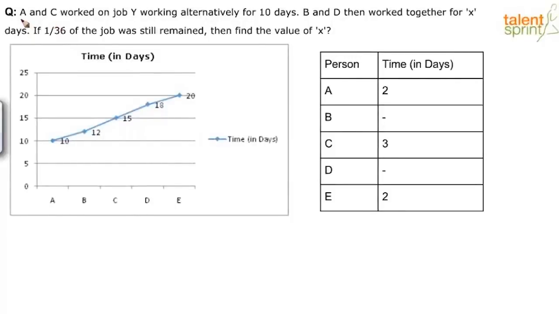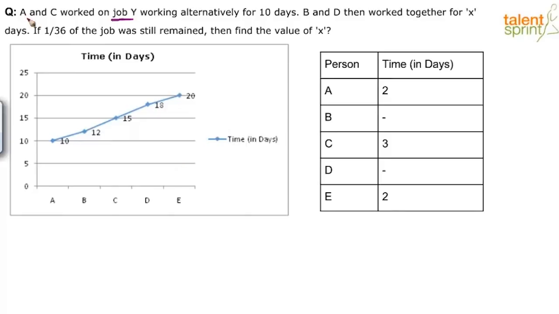The question says A and C worked on job Y, working alternatively for 10 days. B and D then worked together for X days. If 1/36 of the job was still remaining, then find the value of X. So basically they are working on job Y, which required similar efforts. So basically this graph is applicable for job X, Y, Z, all three of them, right?